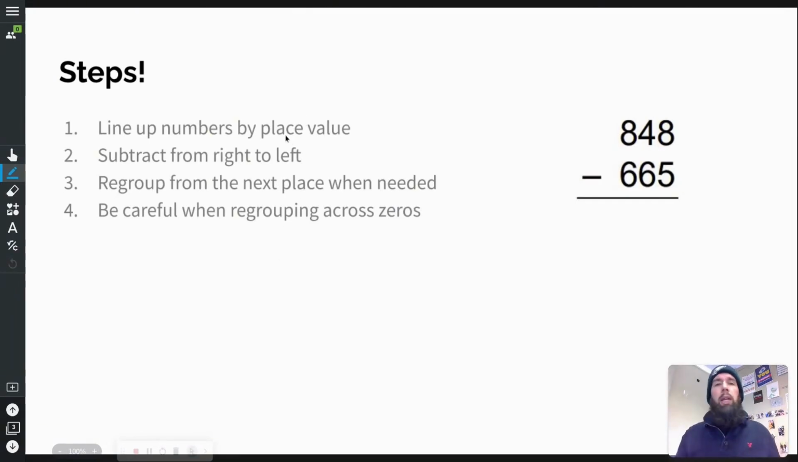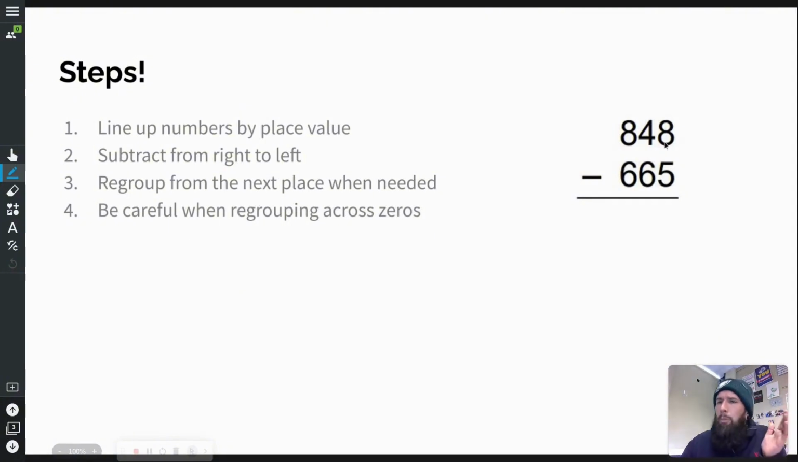Now, what if the numbers are big? Like I got something in the hundreds minus something in the hundreds. What do I do? Line up the numbers by place value. Well, they already are. And in most of the problems that we do today, they already will be lined up by place value. We'll probably see a word problem where we have to do that on our own. But for now: subtract from right to left. Then regroup from the next place when needed. Be careful when regrouping across zeros.